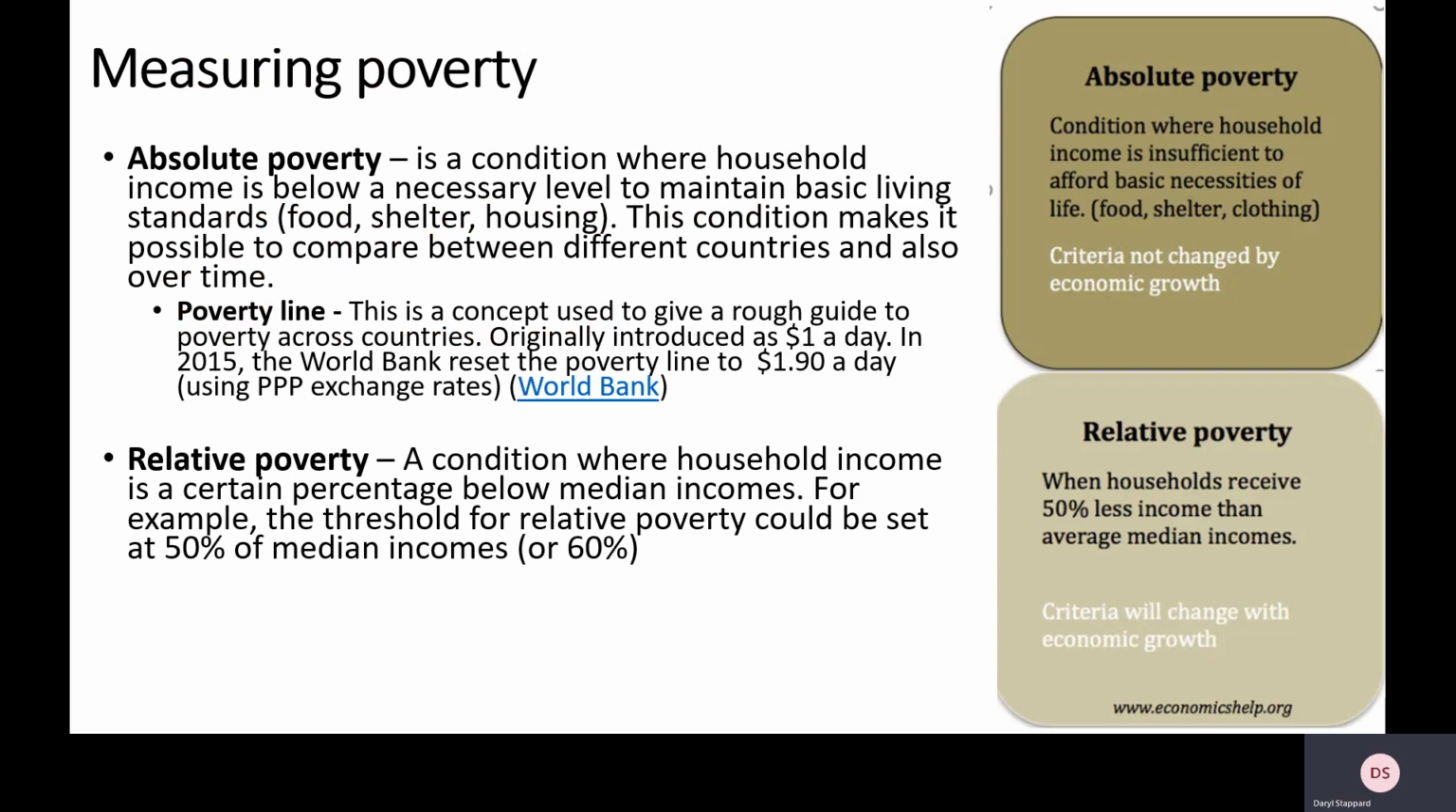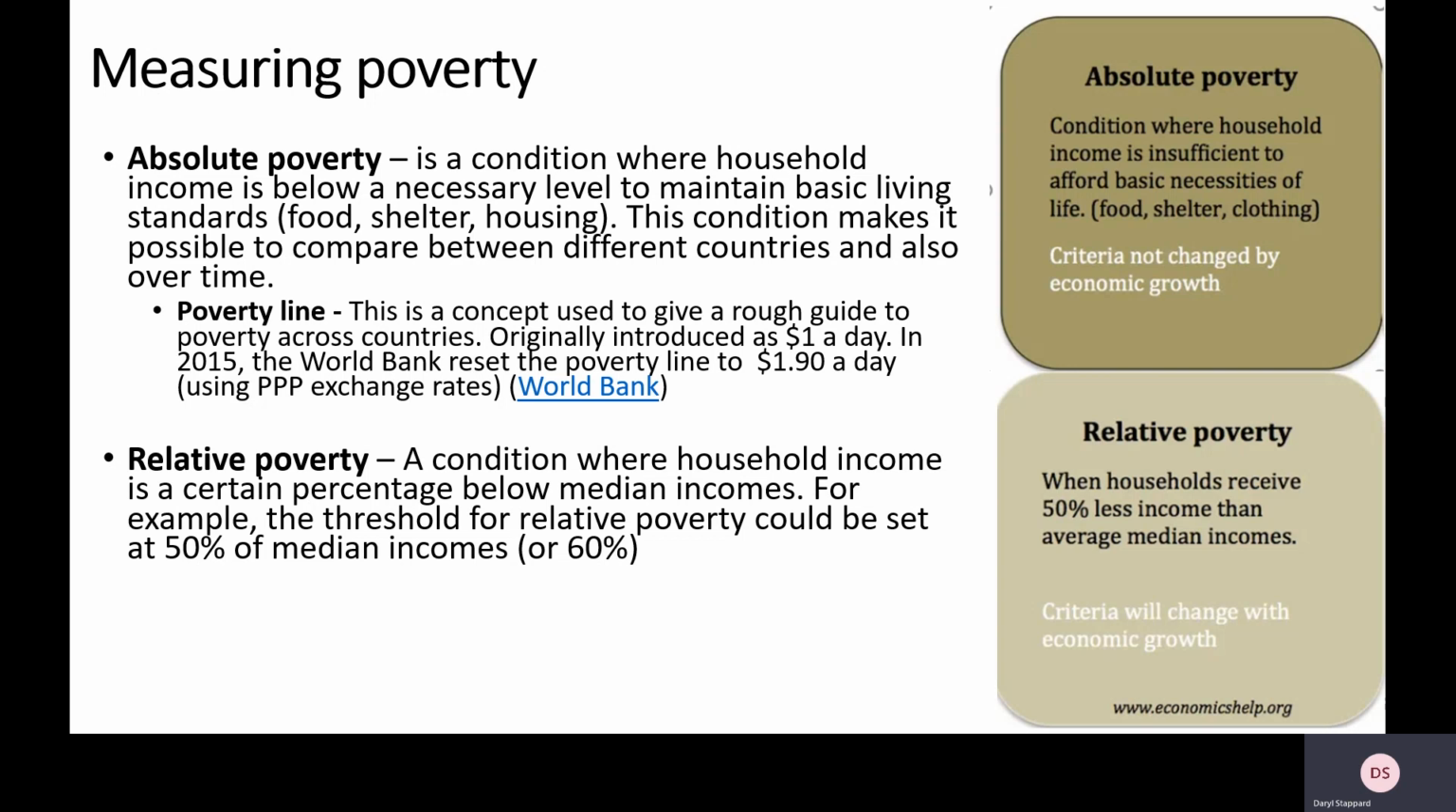Right, everyone, so what you can see on the screen here are the definitions of both absolute and relative poverty. Now, the idea is absolute poverty is a fixed definition. So wherever you go in the world, the definition of absolute poverty is fixed. And how we measure people in absolute poverty is also fixed. So this is where household income is below the necessary level to maintain basic living standards.